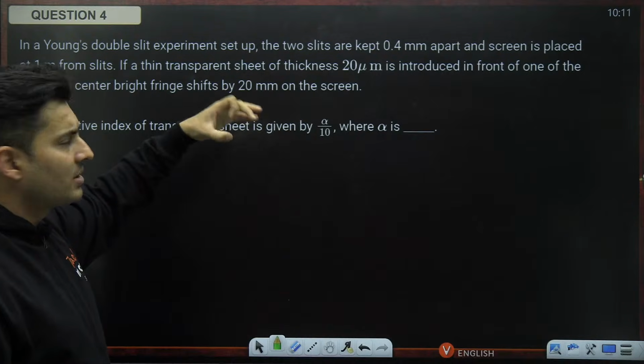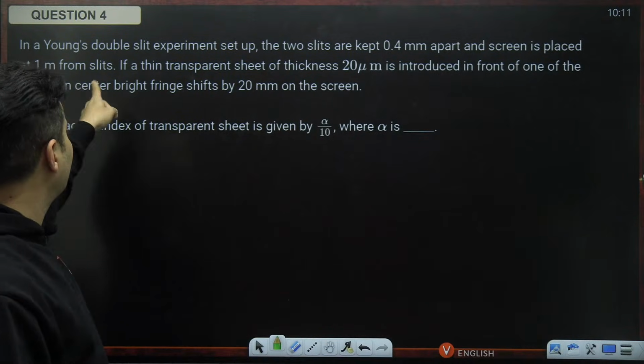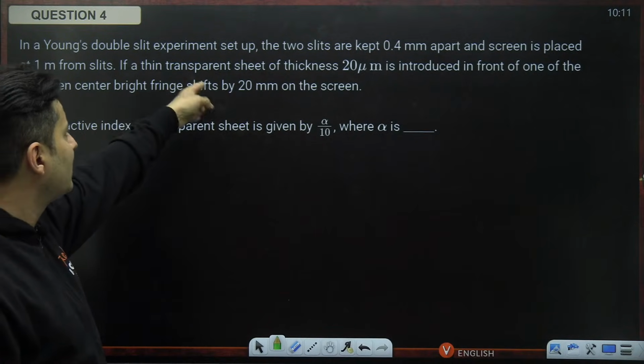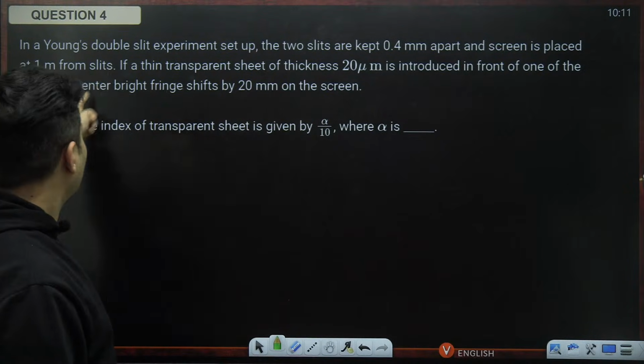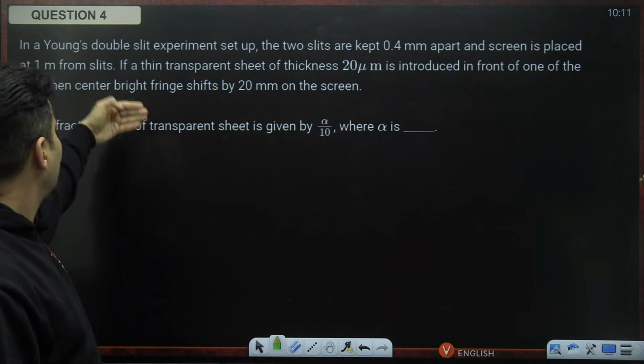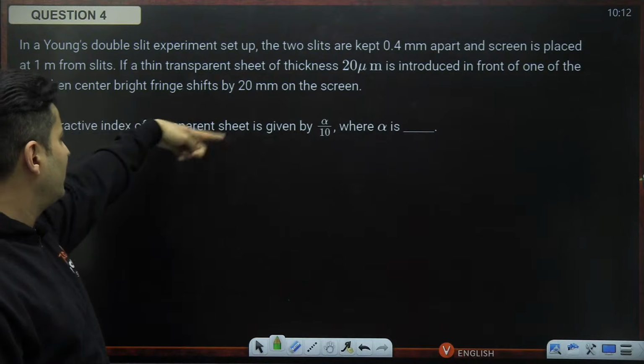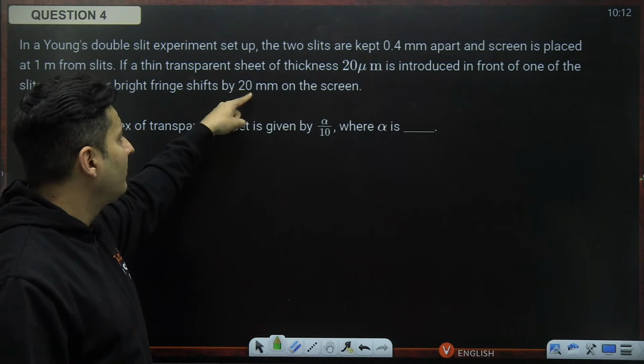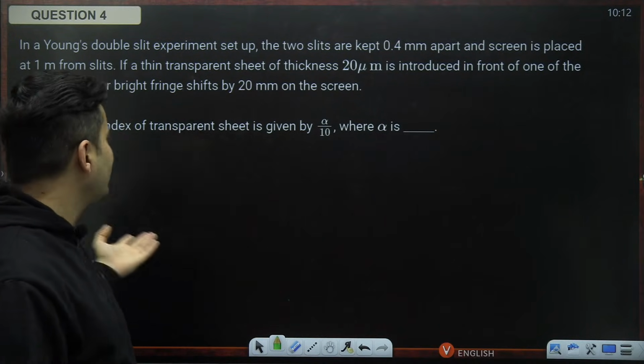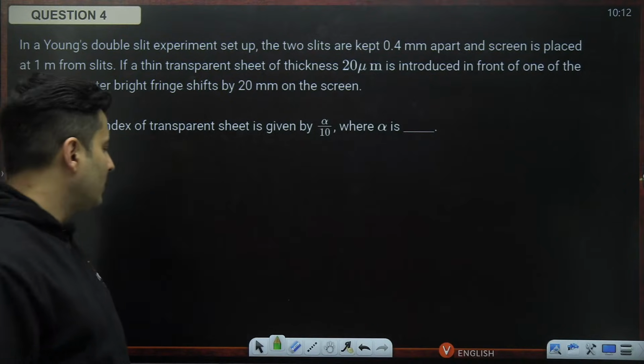There are two slits with some distance between them. The screen is 1 meter away from the slits. A sheet is introduced and the central bright fringe shifts by 20 millimeters on the screen. What is the refractive index of it?